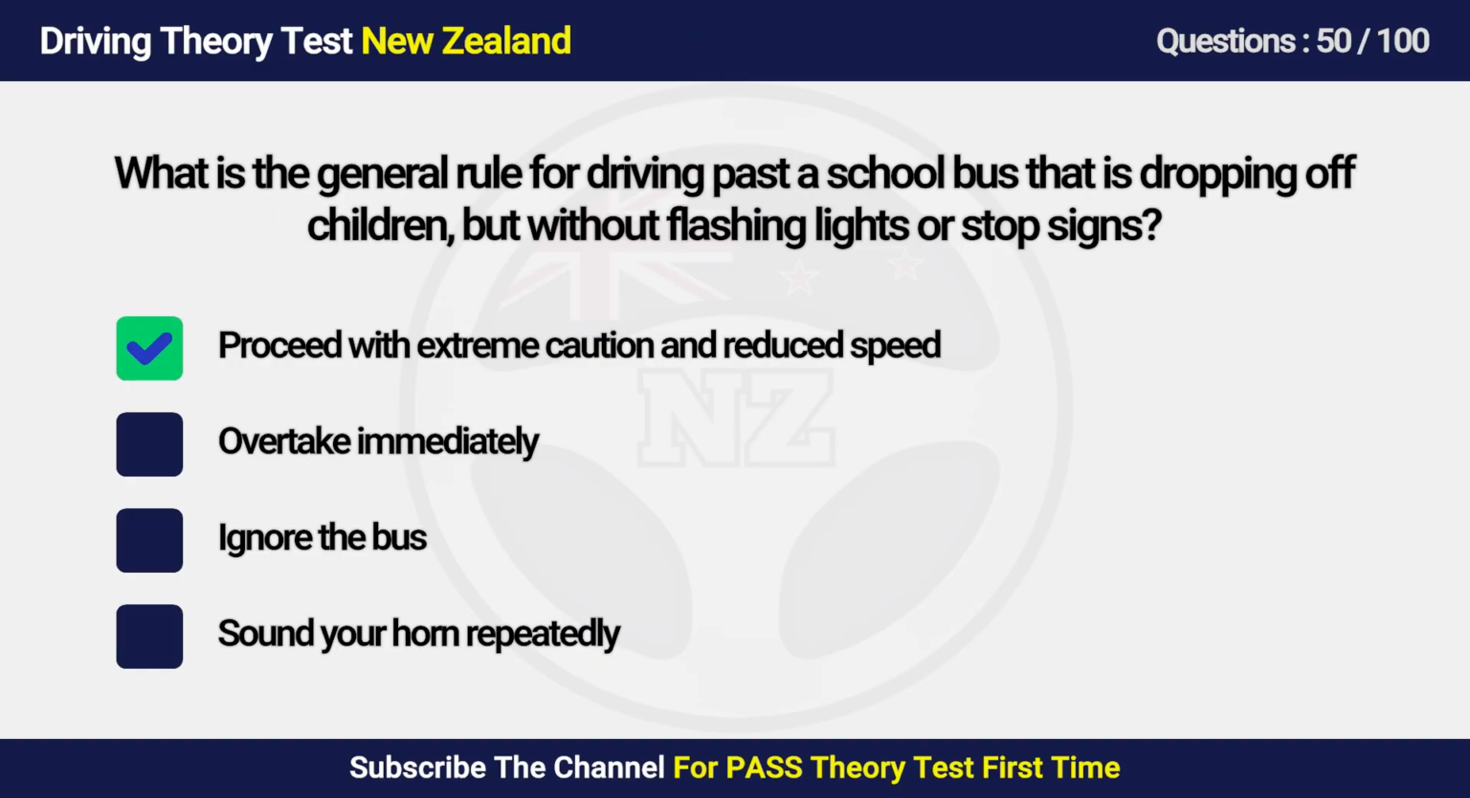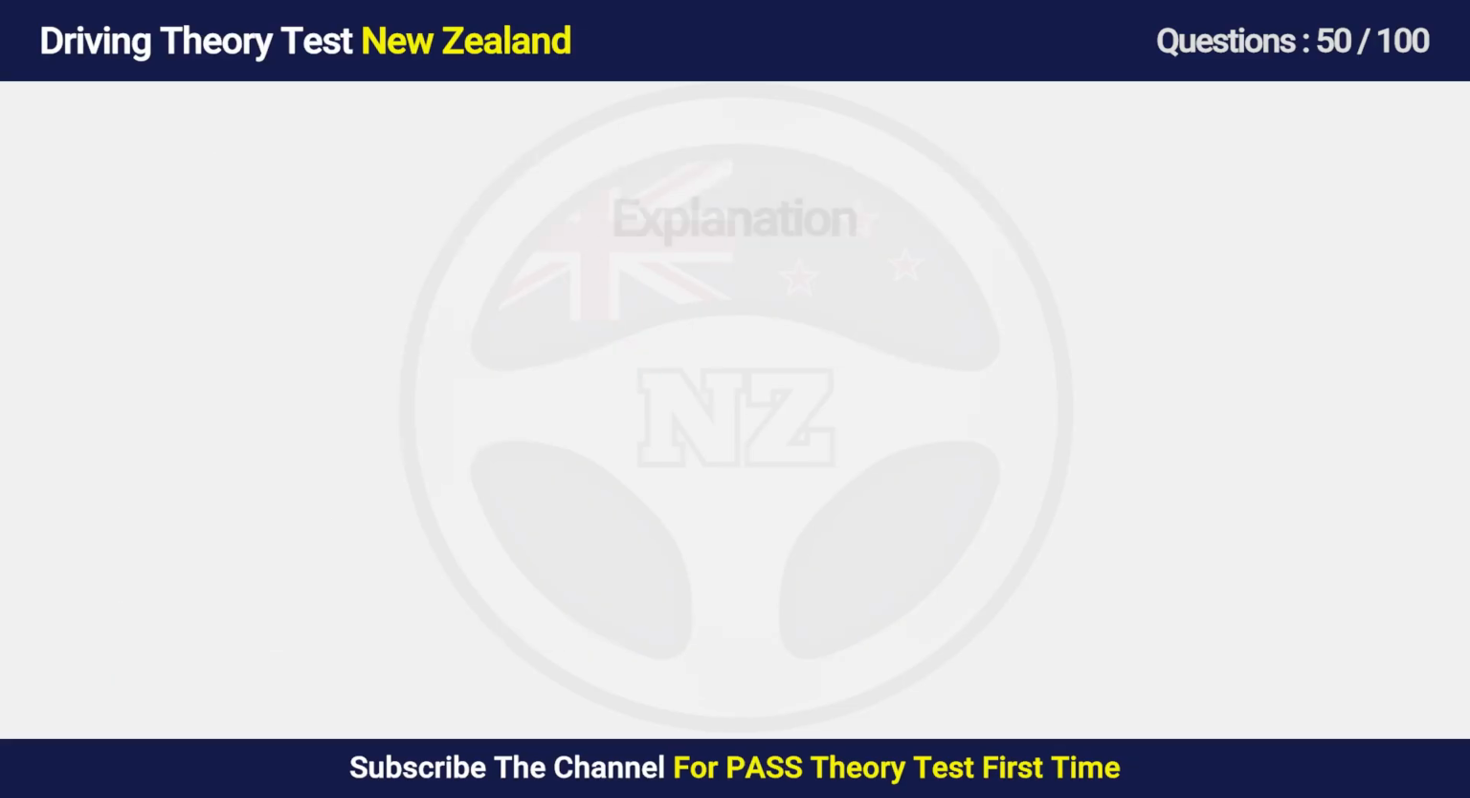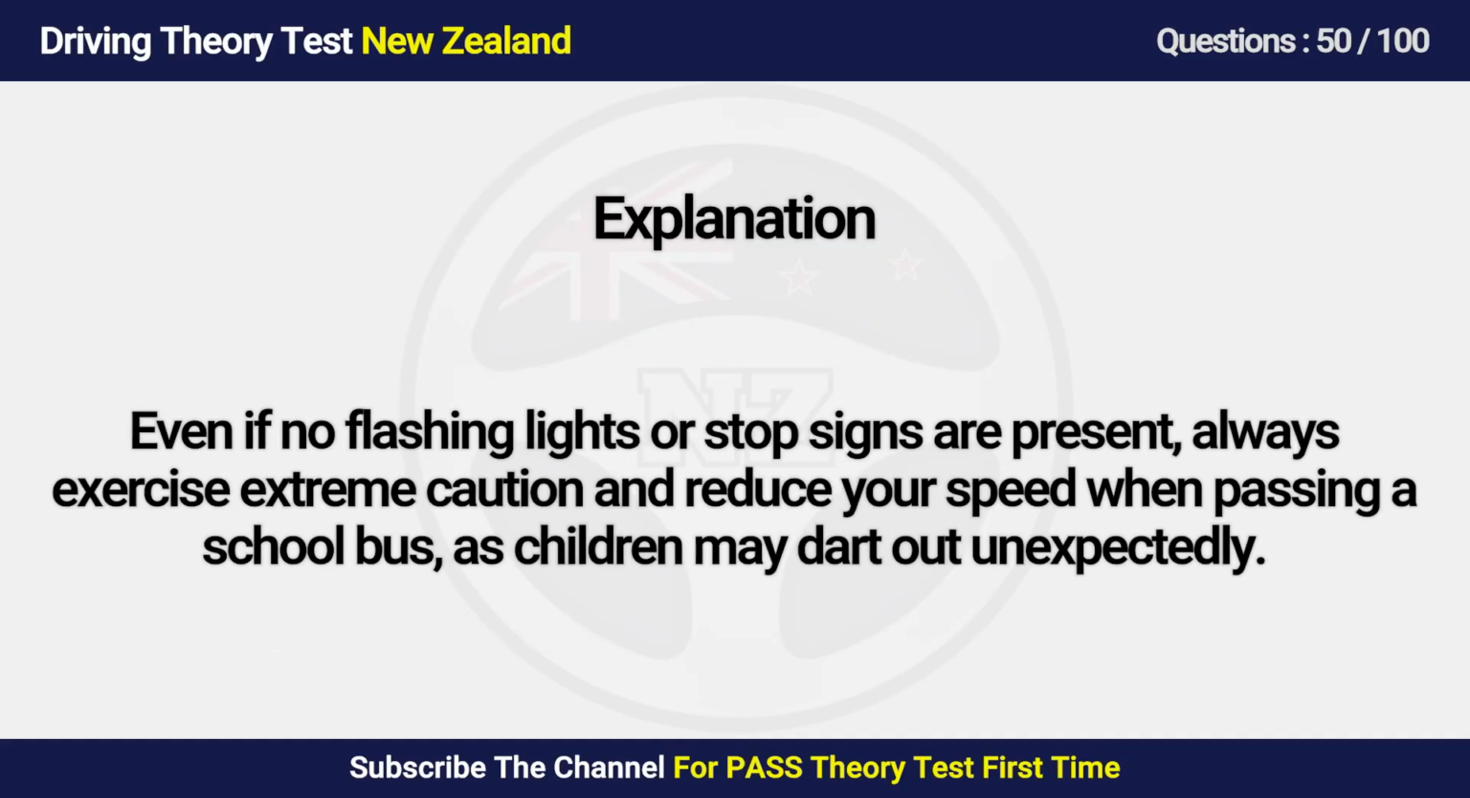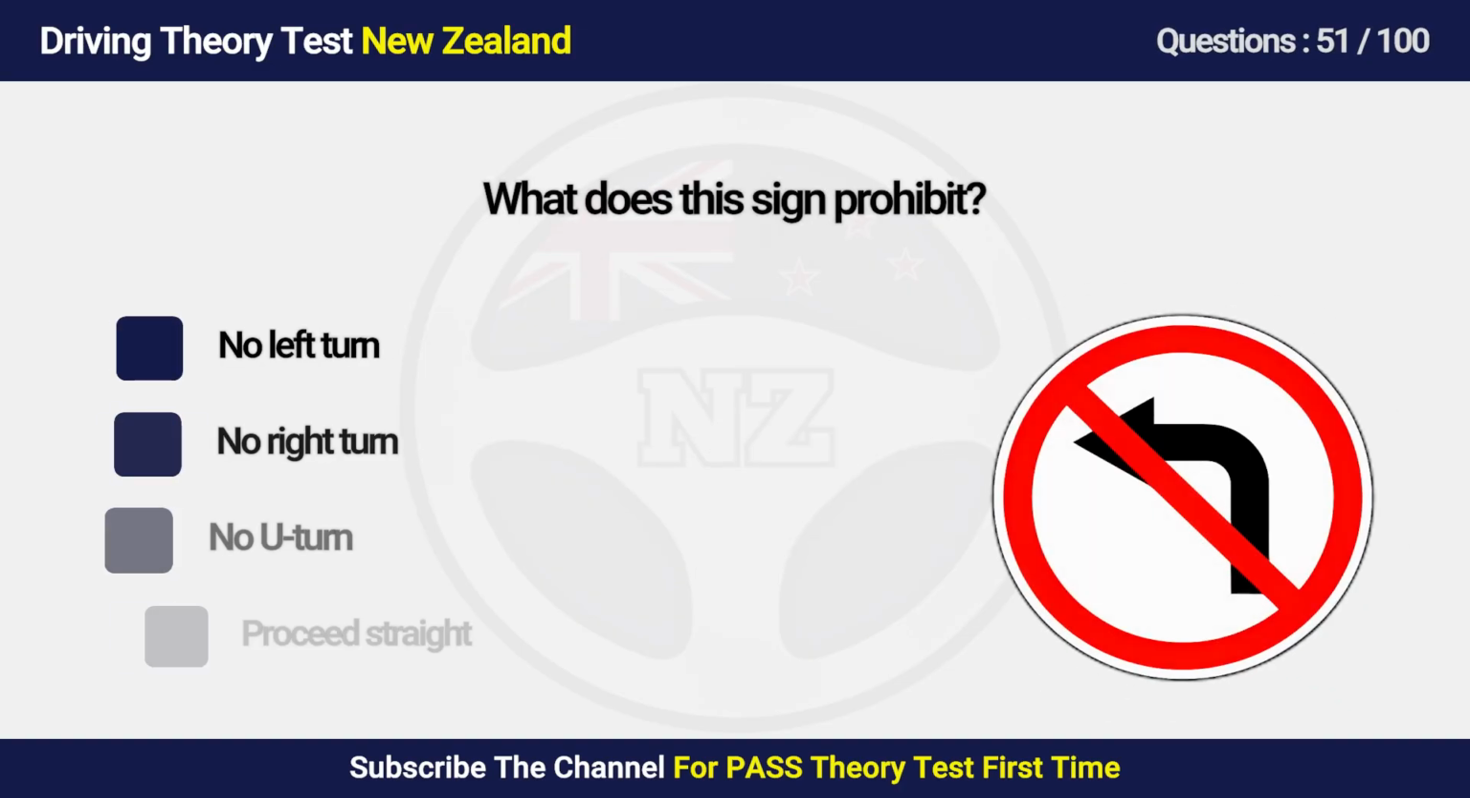Answer is A, proceed with extreme caution and speed. Even if no flashing lights or stop signs are present, always exercise extreme caution and reduce your speed when passing a school bus, as children may dart out unexpectedly. Question 51. What does this sign prohibit?